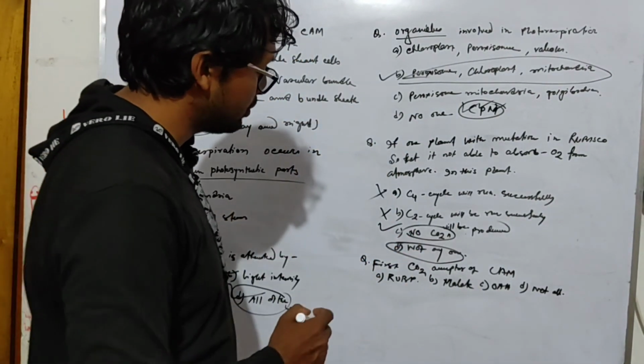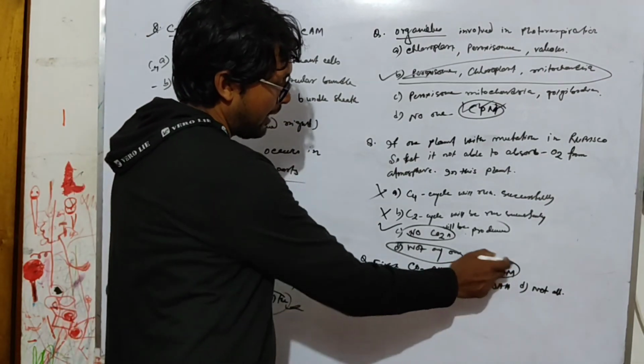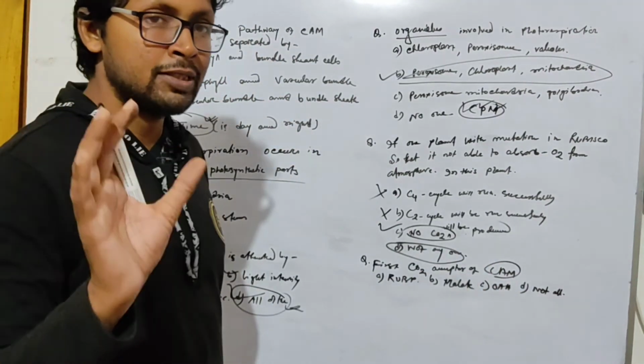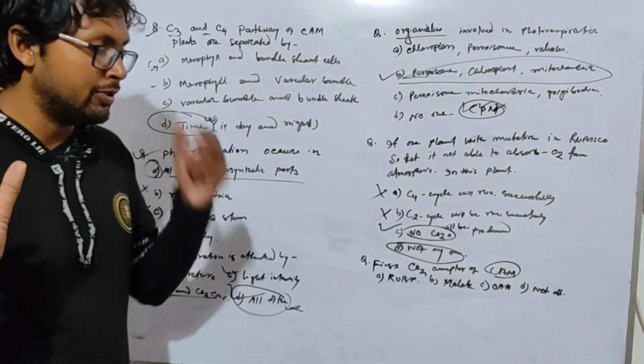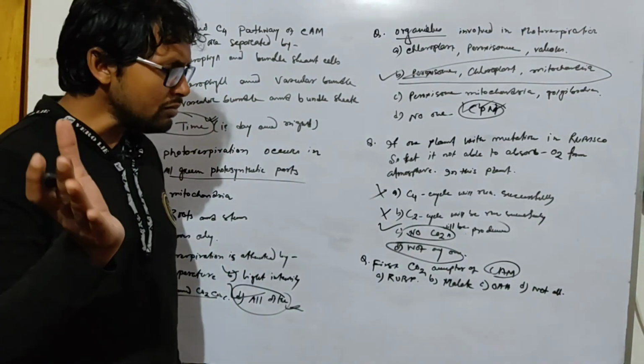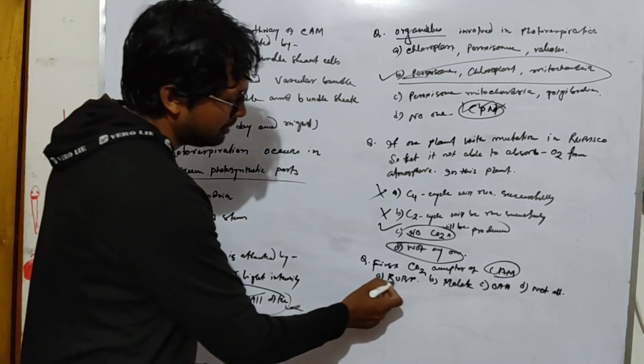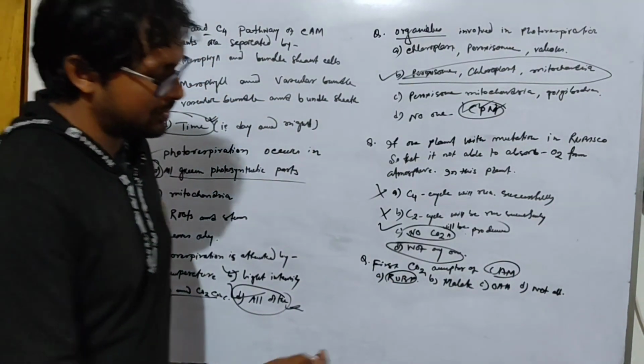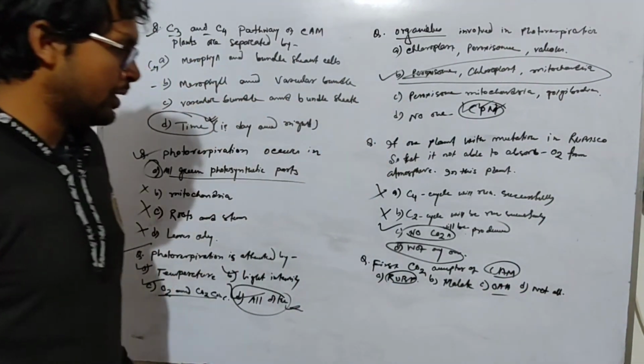So this is a very simple question. What is the first carbon dioxide acceptor of CAM? You have to remember that the first carbon dioxide acceptor of CAM metabolism is PEP. The first stable product is oxaloacetate. Okay, so in this way you have to remember.